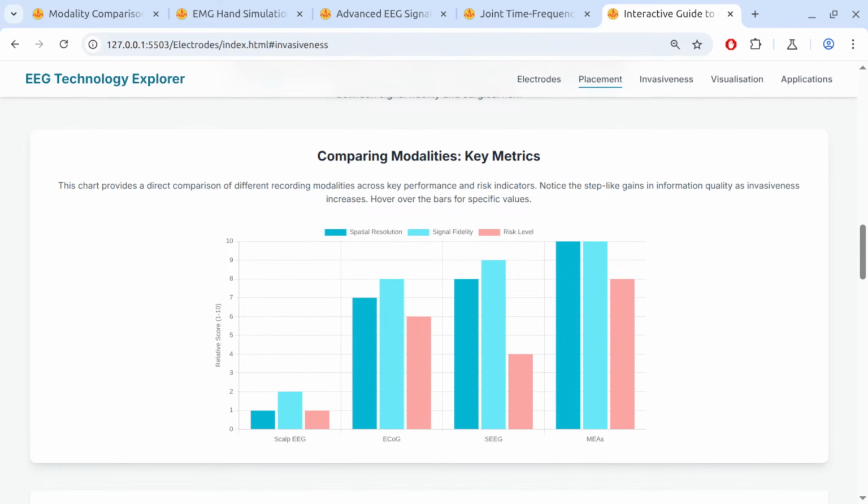That's a good way to put it. More detail, finer granularity. Okay. Electrodes sorted. Placement maps charted. Now for the big one, the potentially uncomfortable question. How deep are you willing to go?